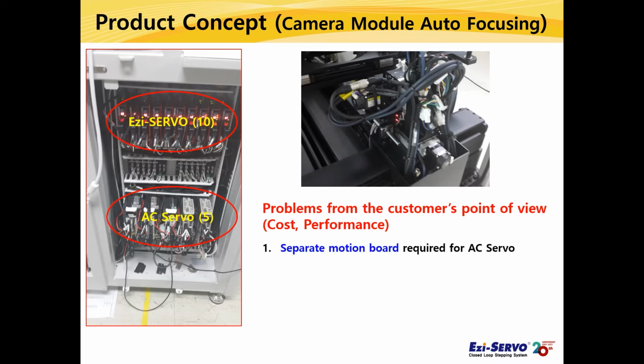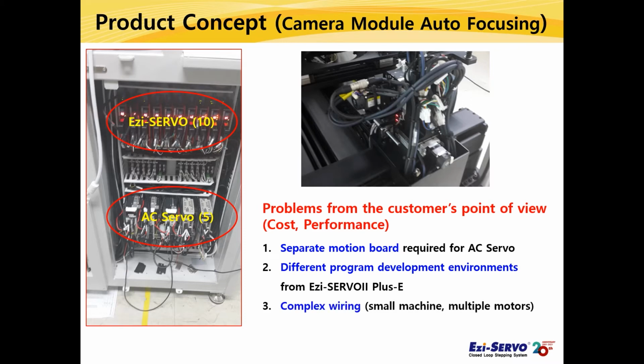But, a separate motion board is required to control the 5-axis Ezi-SERVO. The customer needs to configure 2 different software development environments to control Ezi-SERVO and Ezi-SERVO. This is cumbersome from the customer's point of view, and costs are increased by a separate motion board to control the 5-axis Ezi-SERVO. In addition, long and thick bundles of wires connected from the Ezi-SERVO to the motion board are required, and it makes the wiring complicated.